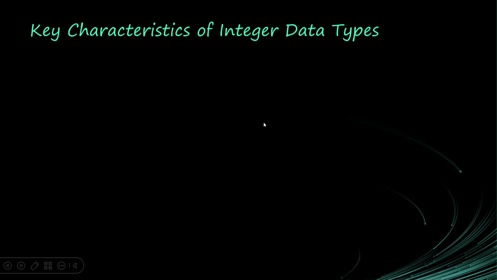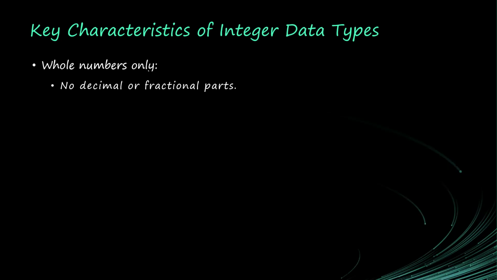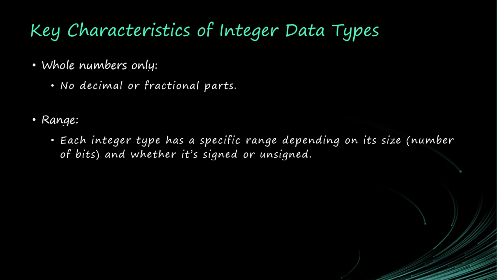Let's take a look at some of the key characteristics of integer data types. First of all, they are whole numbers only. They don't have any fractional part, and they don't have any decimal part. They also have a range, and we have different types of integers. We'll take a look at them later on in this session.